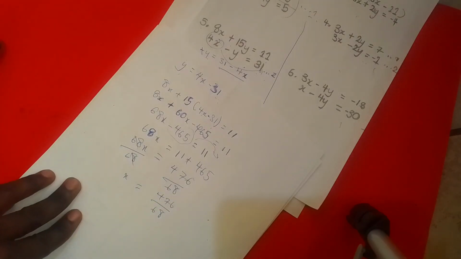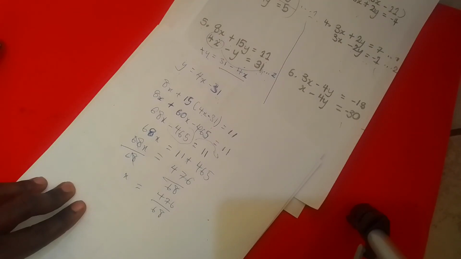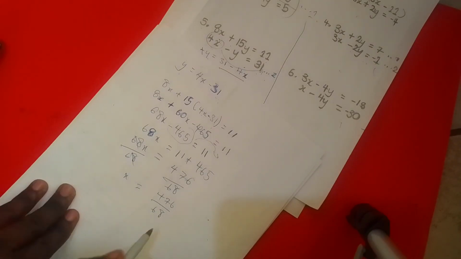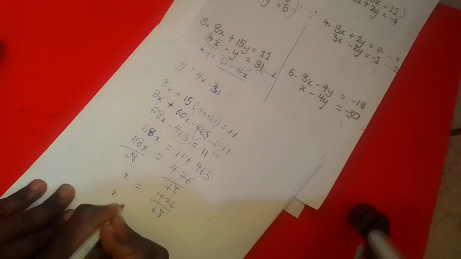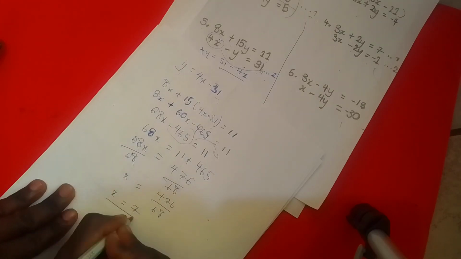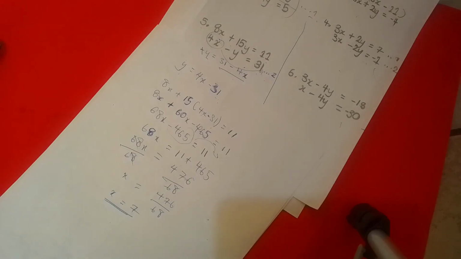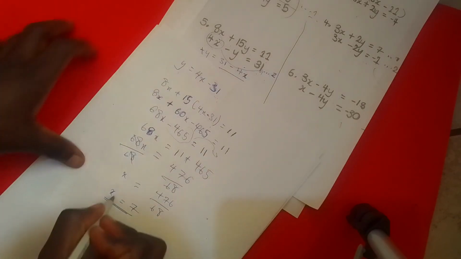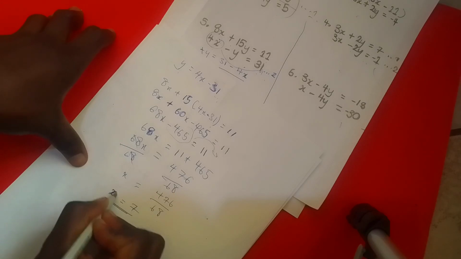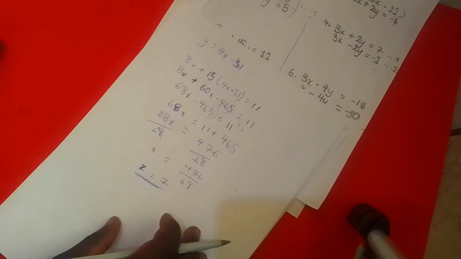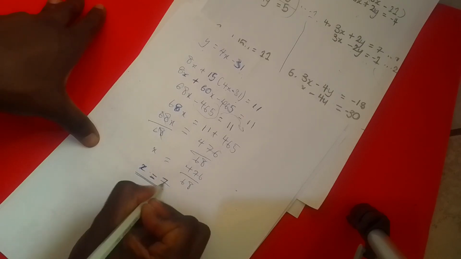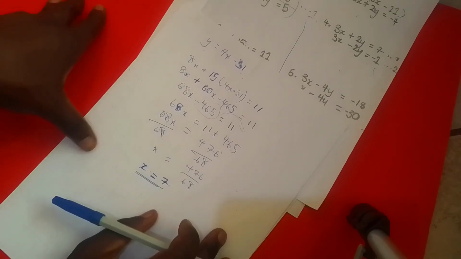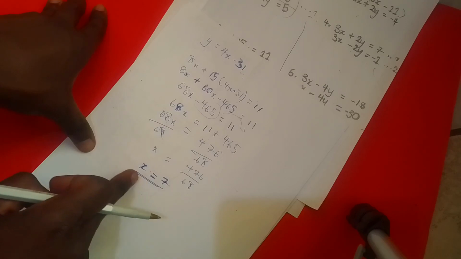You see now. If you divide 476 by 68, you're going to end up with x equal to 7. It's going to be equal to 7, right? Once you arrive here, there's no pressure, and so x is equal to 7.